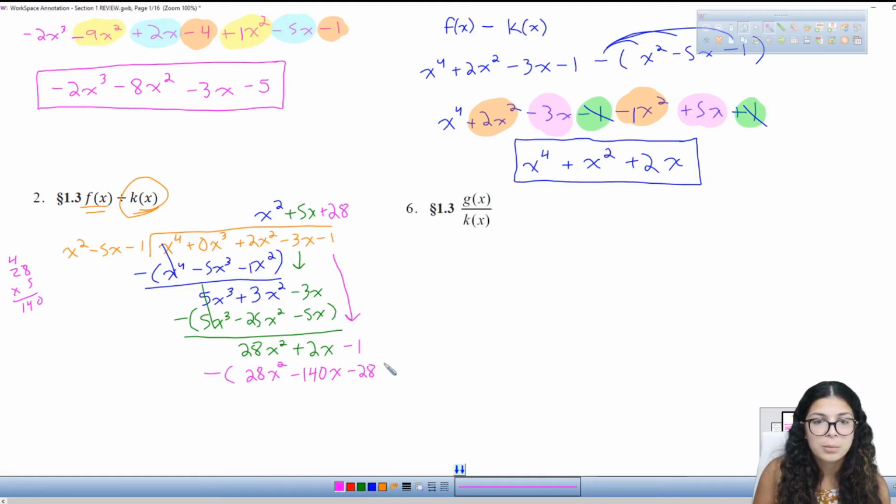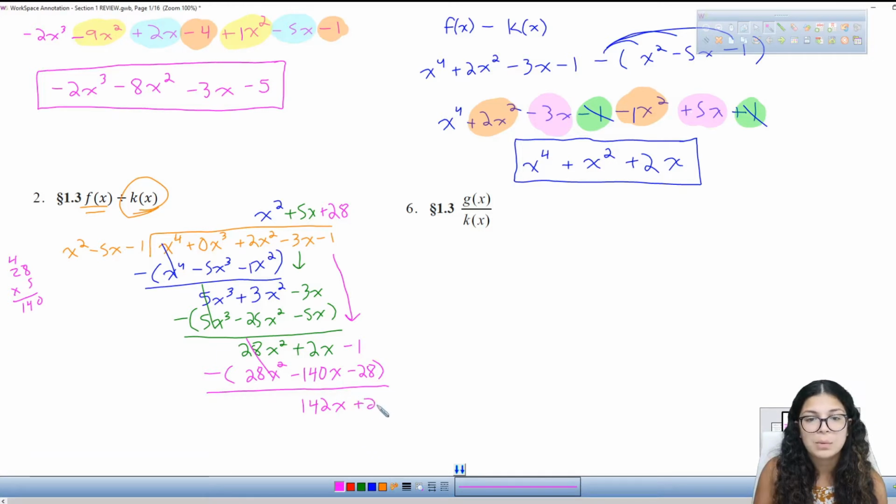So now let's go ahead and subtract these two. Anything minus itself cancels. 2 minus negative 140 is positive 142x. And negative 1 minus negative 28 is negative 1 plus 28, which is positive 27. So this is my remainder.